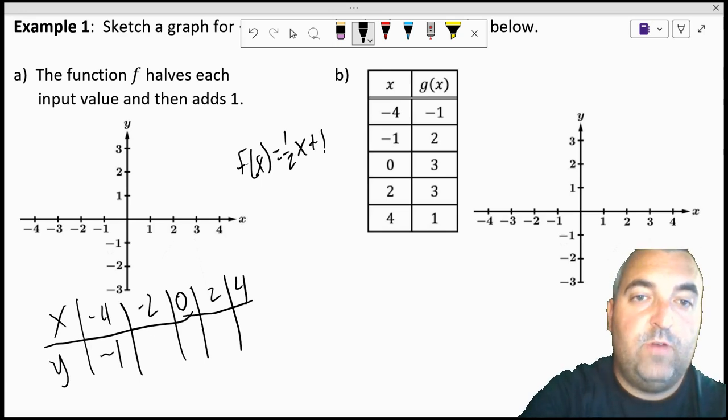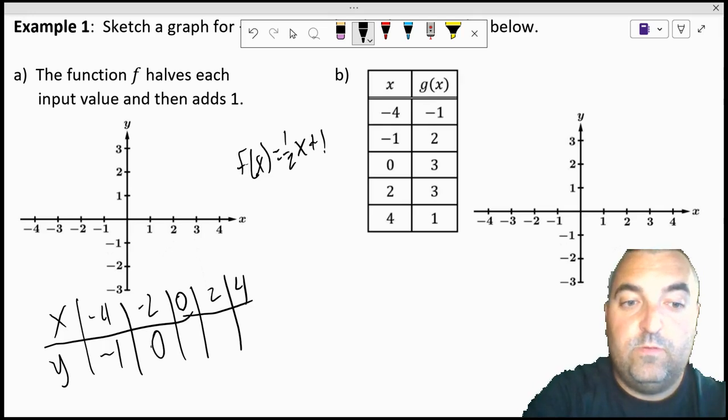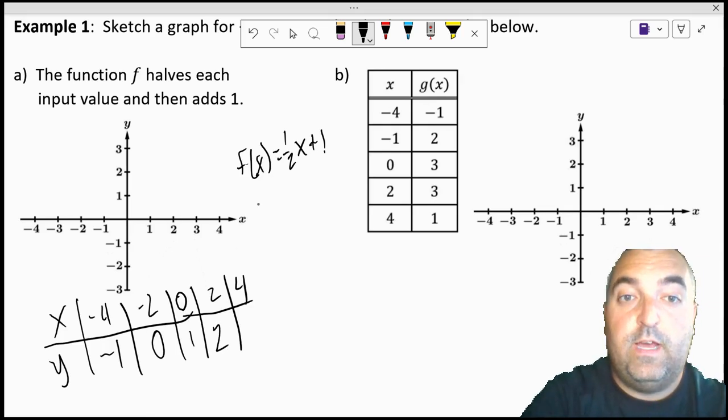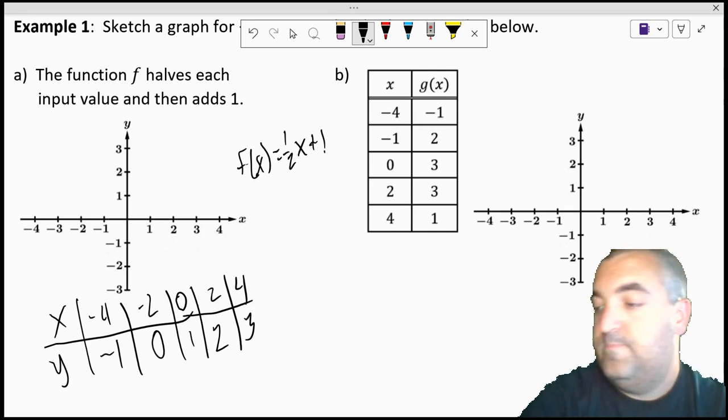So if I substitute in -4, 1/2 of -4 is -2 plus 1 is -1. Substitute in -2, I get -1 plus 1, which is 0. Substitute 0 in, I get 1. Substitute 2 in, I get 2. Substitute 4 in, I get 2 plus 1, which is 3. Okay.